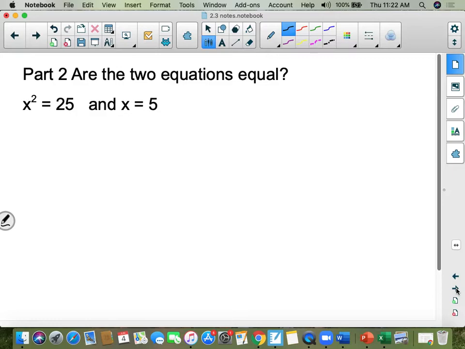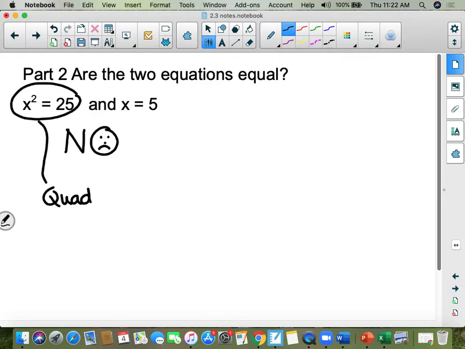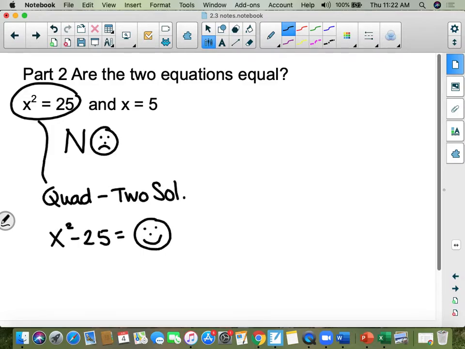Are these two equations equal, yes or no? And the answer is no. This is a quadratic equation. All quadratics have two solutions. x squared minus 25 equals 0. Remember, quadratics, in order to factor, you have to have 0 on the right-hand side. This is x minus 5, and this is x plus 5 equal to 0. So x equals 5, and x equals a negative 5.